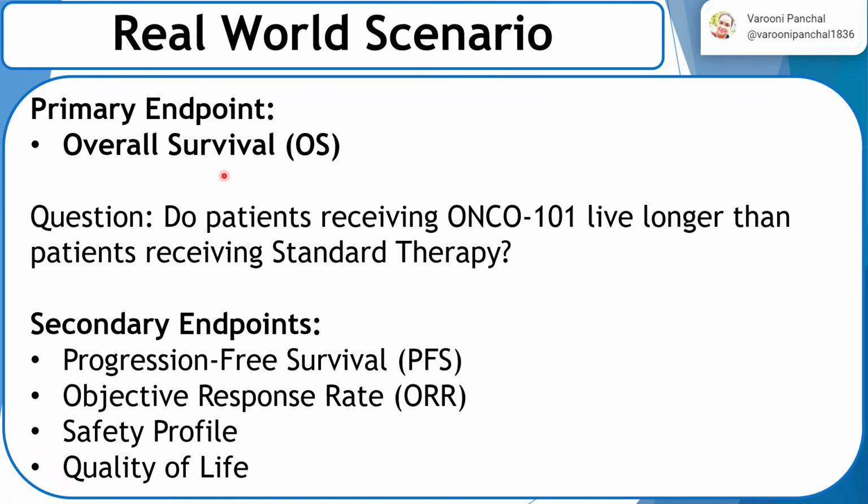Now here the primary endpoint is overall survival, which is OS. So the question here is, do patients receiving ONCO101 live longer than patients receiving standard therapy? Now here the secondary endpoints are PFS, which is progression free survival, objective response rate ORR, safety profile, and quality of life. I have also made one other video looking into the difference between PFS and OS. You can always go through and find that specific video, the difference between PFS and OS in oncology.